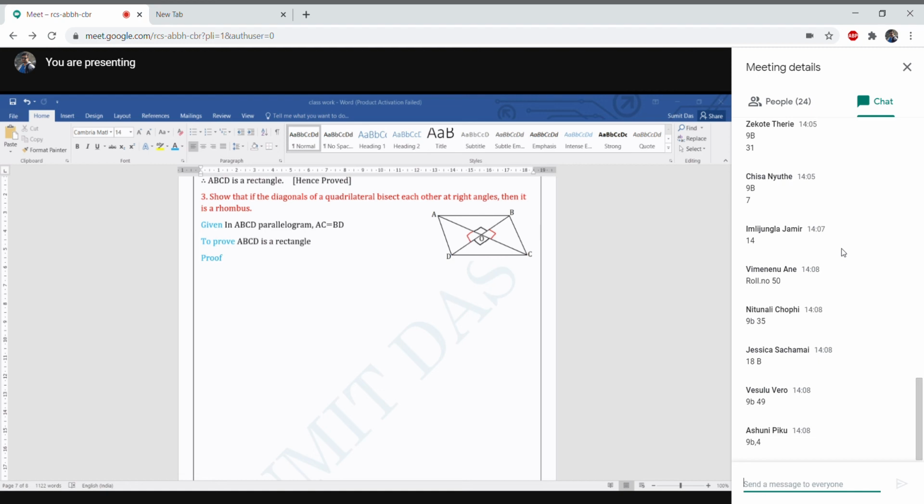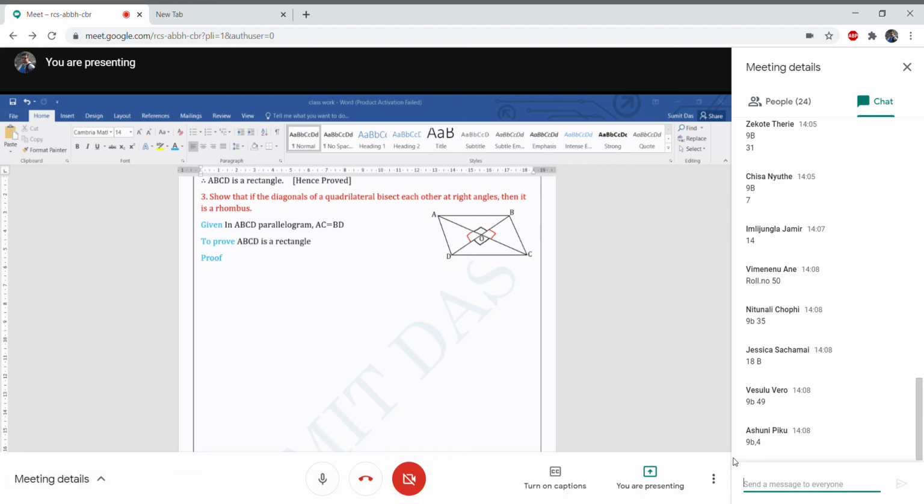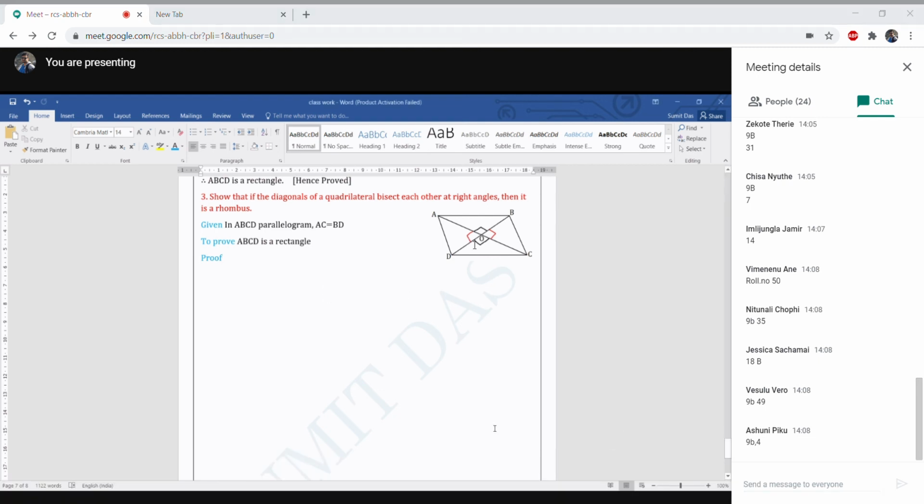Okay, fine. Next, last question for today. Question number three is saying, show that if the diagonals of a quadrilateral bisect each other at right angle, then it is a rhombus. So bisect at right angles means it is making a right angle, 90 degree, right?